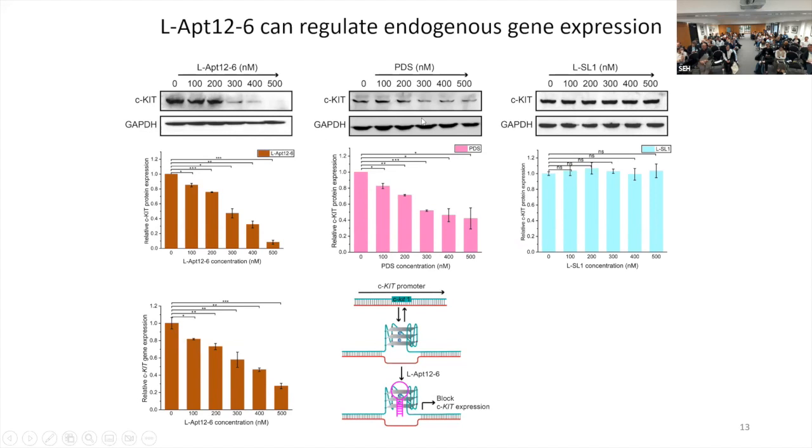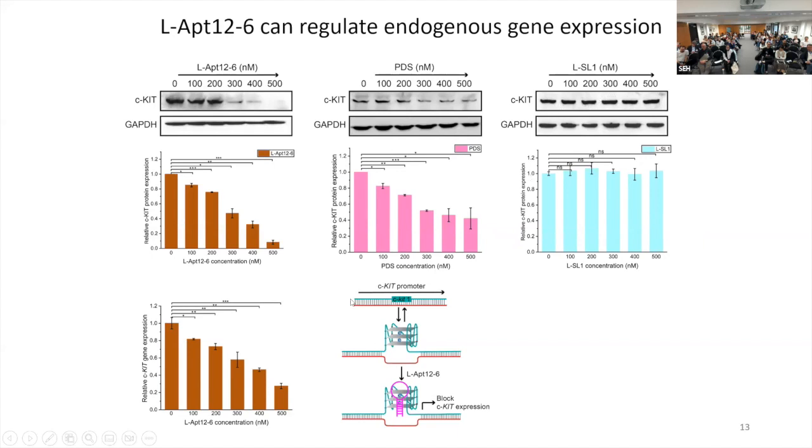The PDS is a G4 ligand. It can also bind to G4 and regulate the process. So we can see with the same concentration of PDS, the effect is lower than my aptamer. And I also used another L-RNA as a negative control. So we can see this L-RNA has no effect on the CK expression.